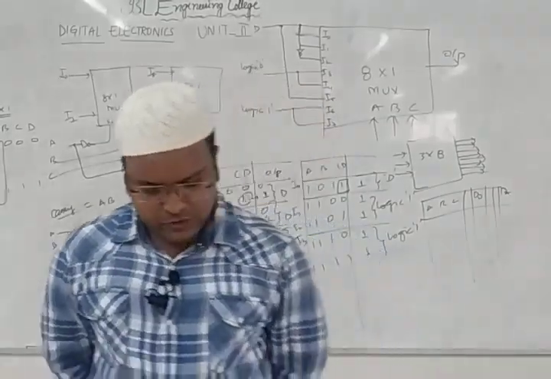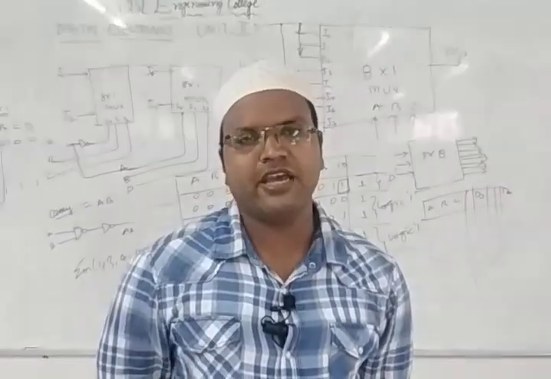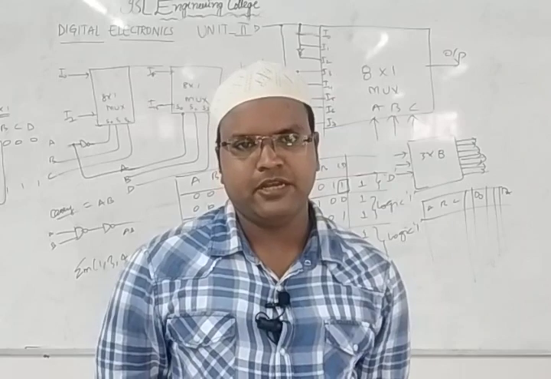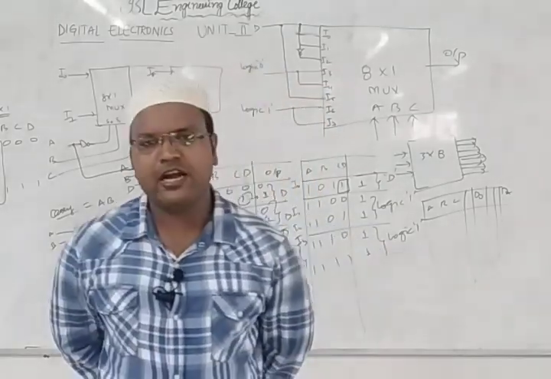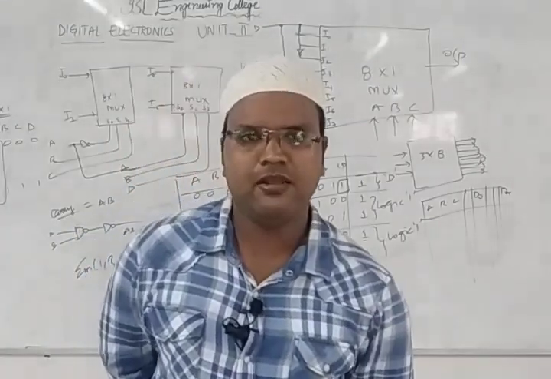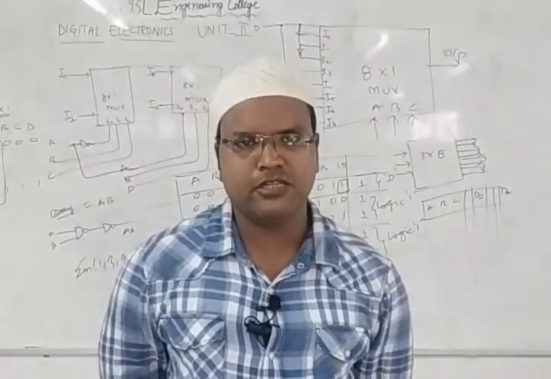Then, explain the truth table of an octal to binary encoder. Octal to binary encoder means 8 into 3, an 8 into 3 encoder. We covered the same question in the class. For that, first draw the block diagram and truth table. As usual, proceed with the logical function using the basic gates.